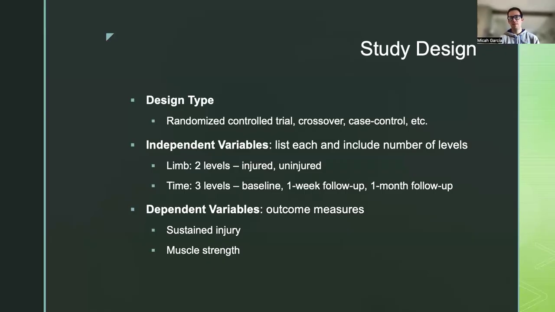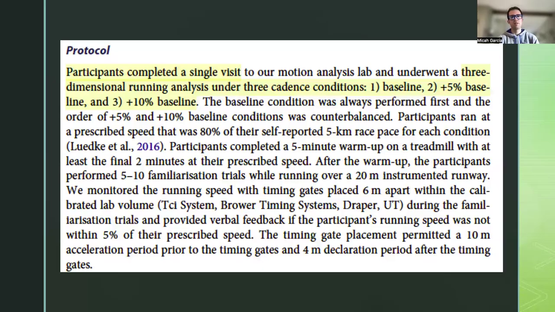So examples of this could be, did they sustain an injury, yes or no? Or it could be some type of quantification, such as measuring muscle strength. So if we take a look at an example from a paper, here you can see that participants completed a single visit. So this would be a cross-sectional study. And a 3-dimensional running analysis was performed under 3 different conditions. Okay, so you've got baseline, you've got plus 5% baseline, and plus 10% baseline. Okay, so the independent variable is going to be the cadence condition, and there are 3 levels of it.